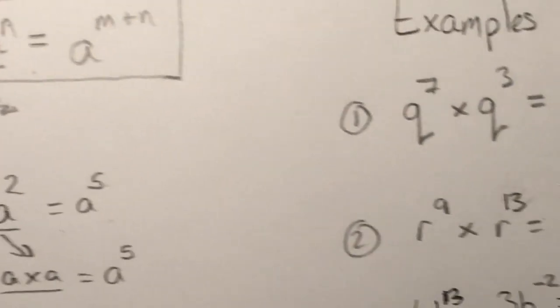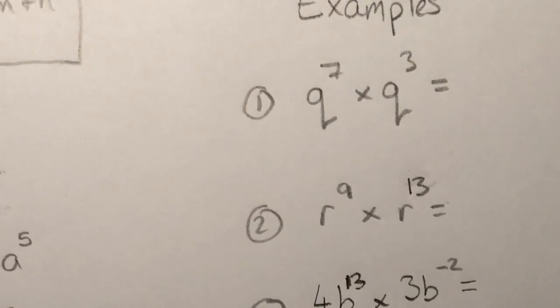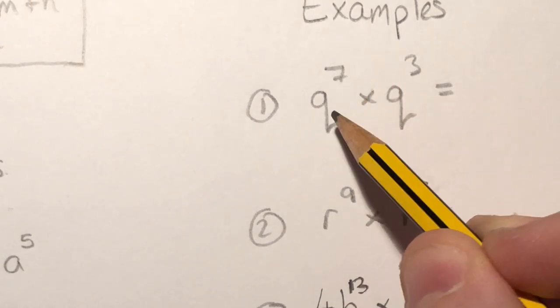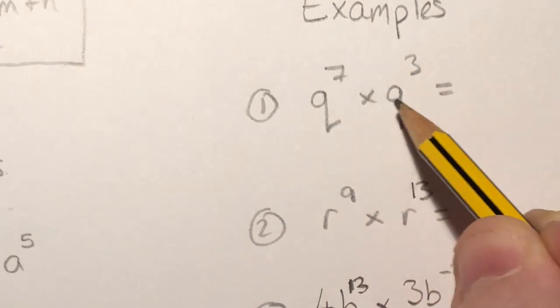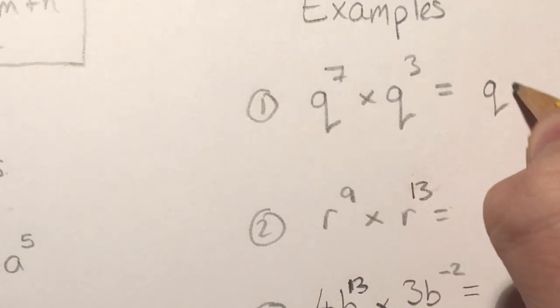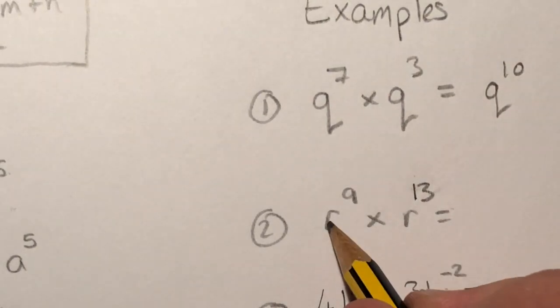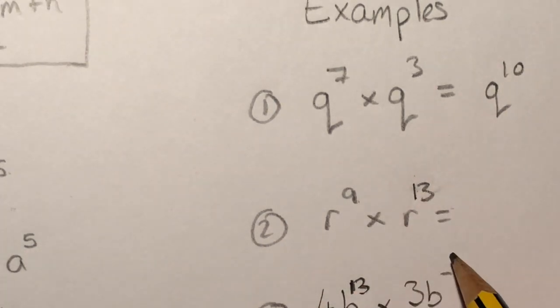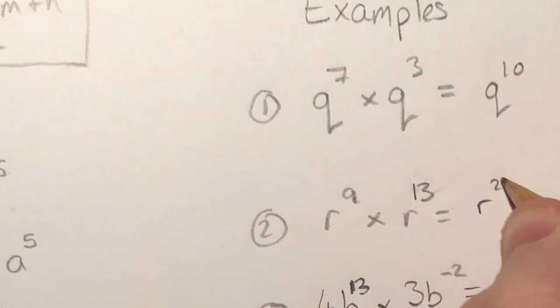So some quick examples then, just to make sure I've got a bit of practice here. We've just done this one with c. We'll do the same with q though. Q to the power of 7 times q to the power of 3, q to the power of 10. R to the power of 9 times r to the power of 13. 9 plus 13 is 22, so r to the 22.